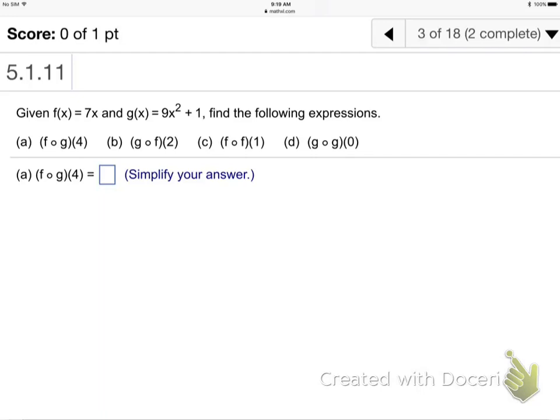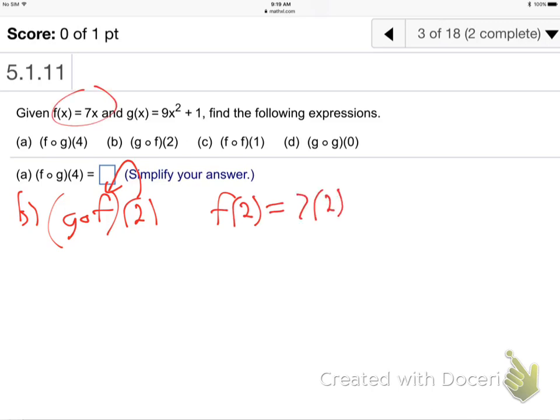All right, so this is number 3, part B. So g of f of 2. Okay, so first put the 2 into the f. So that would be f of 2. So that's 2 into this function. So it's 7 times 2, 14. Good so far. 14 pops out of the f machine. So then the 14 goes into the g machine. So now g of 14.